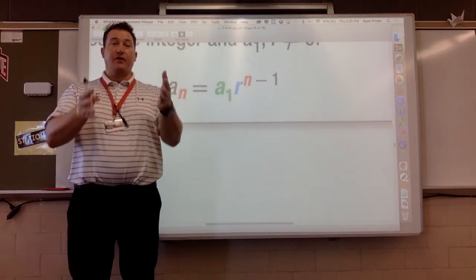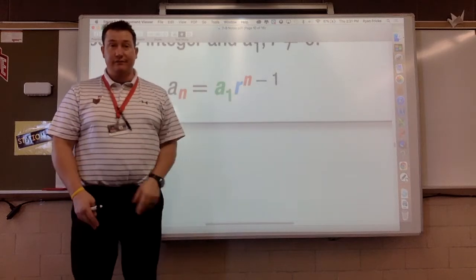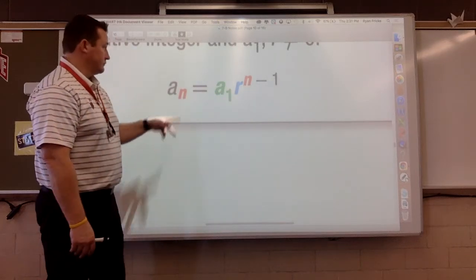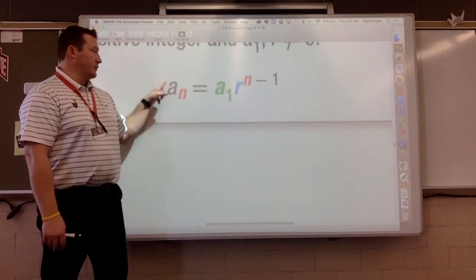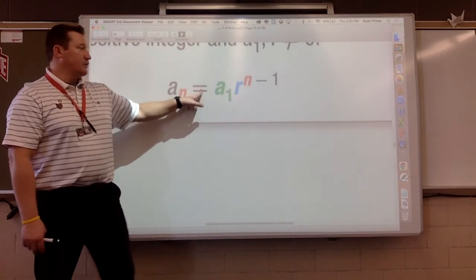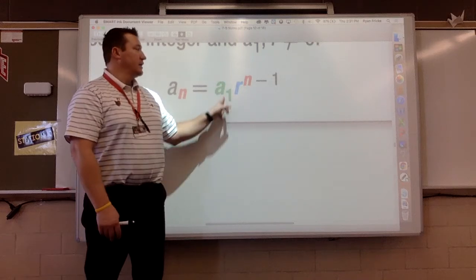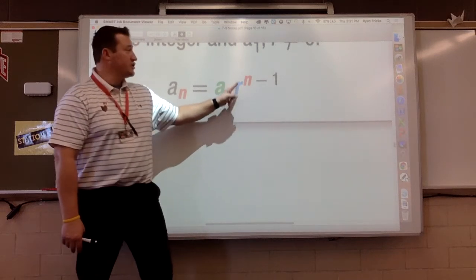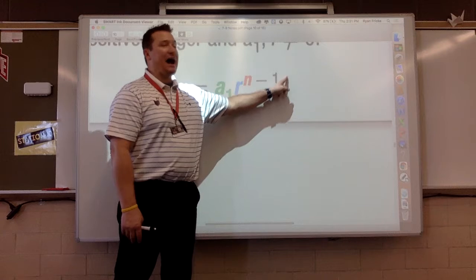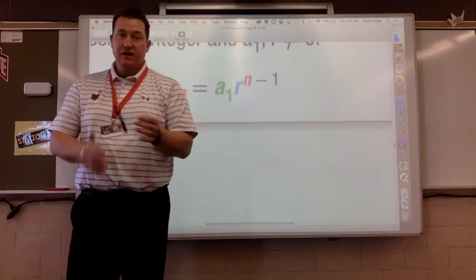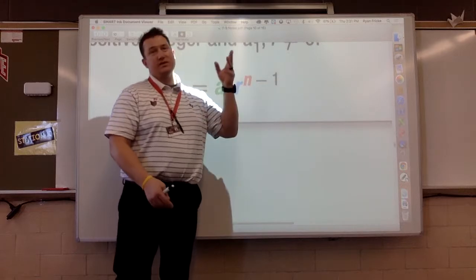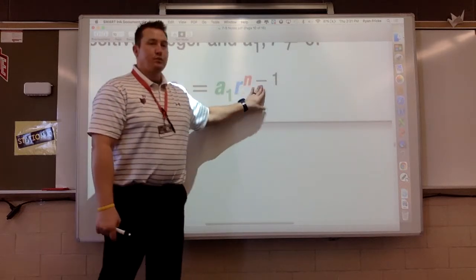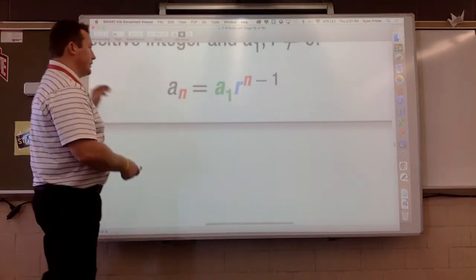So if we're trying to find the 30th term, N is 30, okay? This N and that N are always the same. If you're trying to find the 30th term, you're going to write A30 equals first term times your common ratio to the power of n minus 1. So whatever that term is, 30 was my example, 30 minus 1 is 29, okay? So ratio to that power.